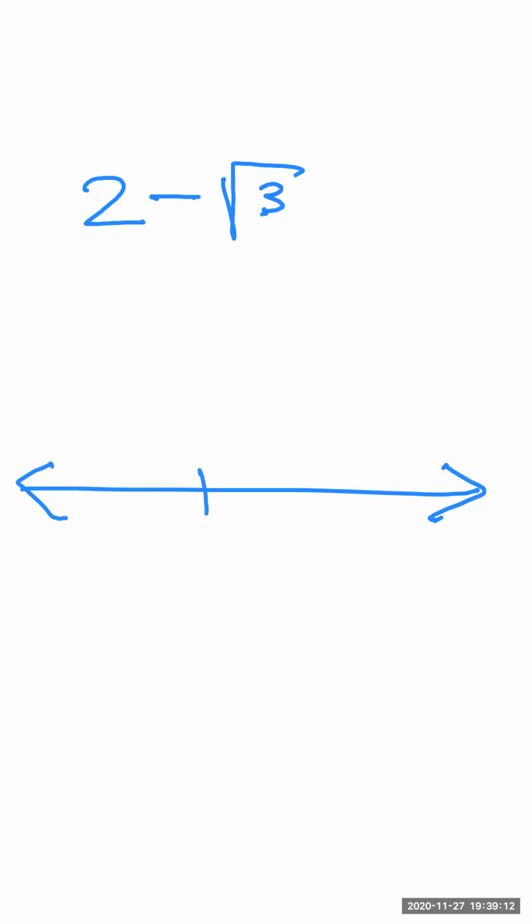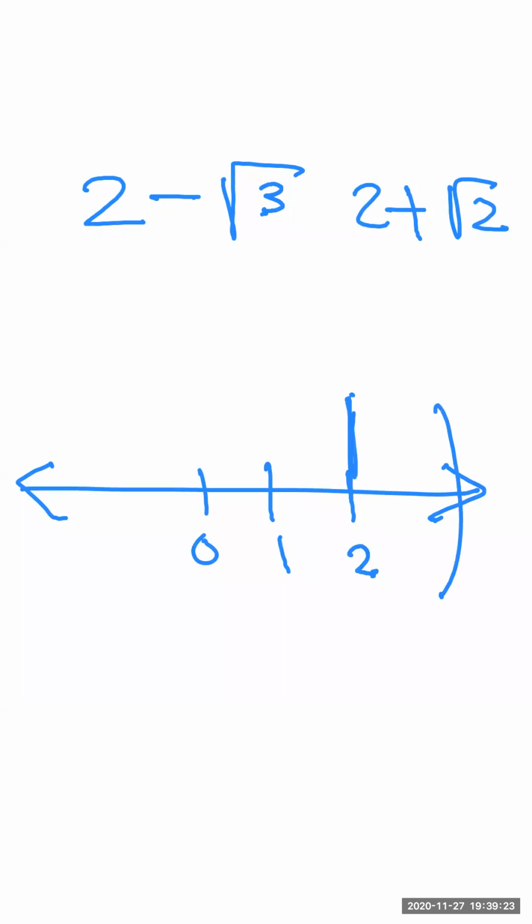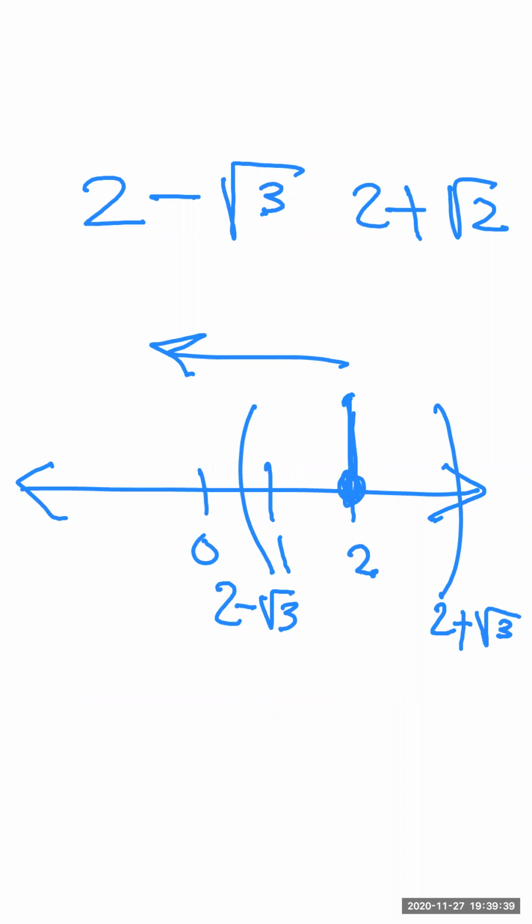0, 1, 2. If it's 2 plus, we said that we will start from here and the arc will be on this side, right? If it's 2 minus, also from 2, the arc will be on the other side, because 2 minus the square root of 3 is this point. So this one is 2 minus the square root of 3, and this one is 2 plus the square root of 3.